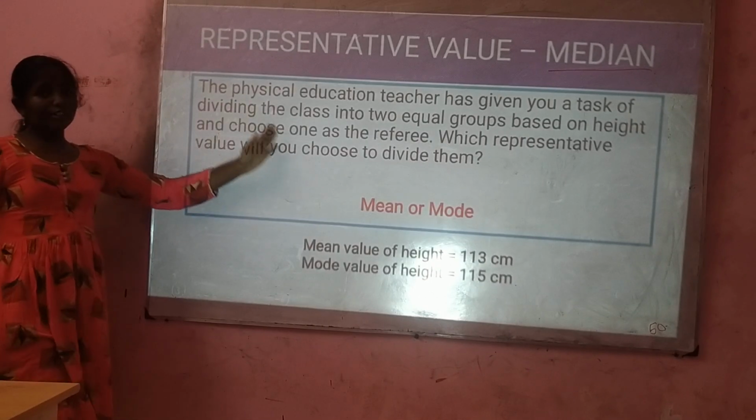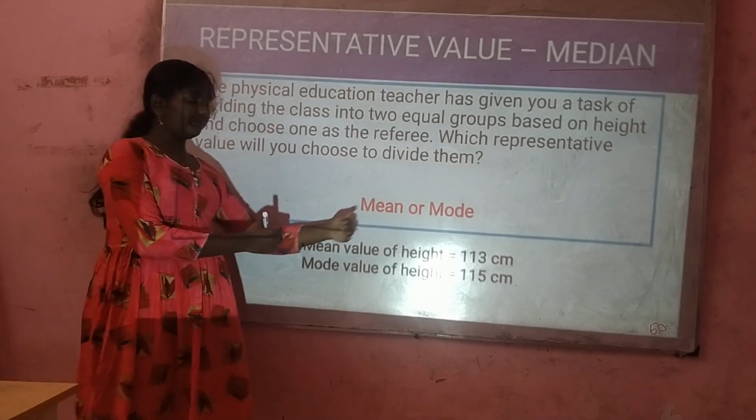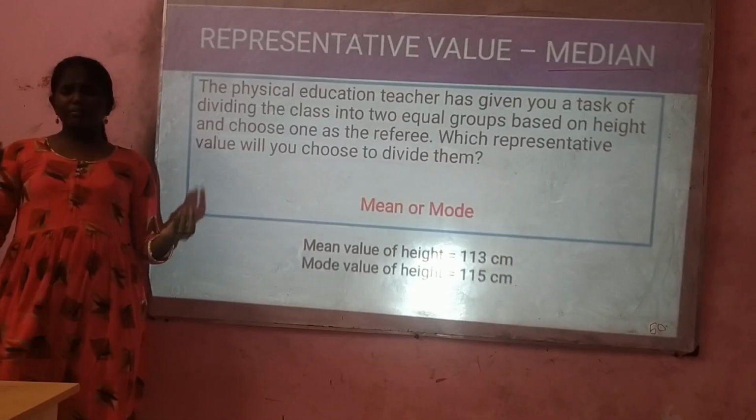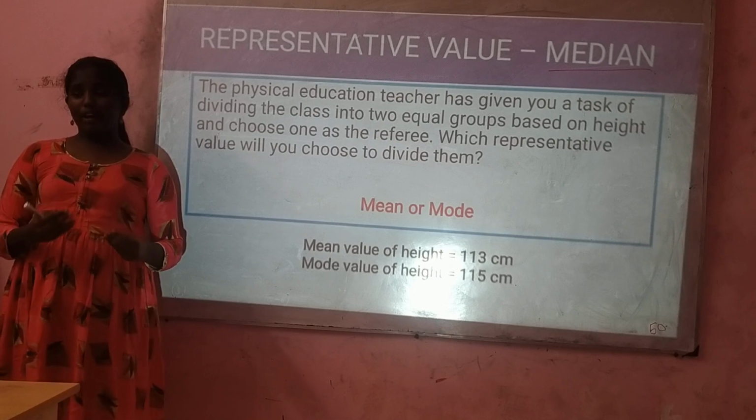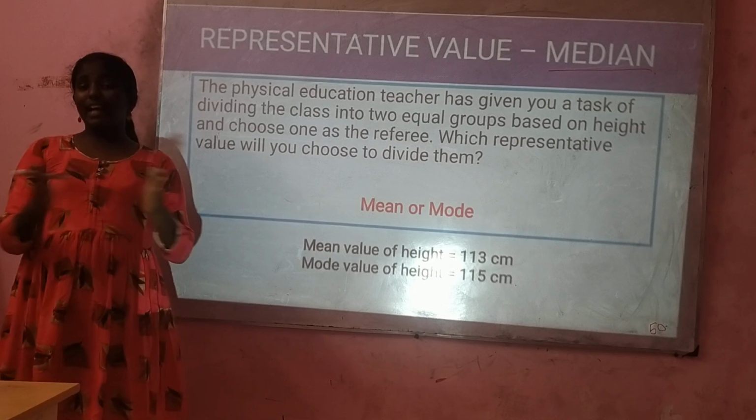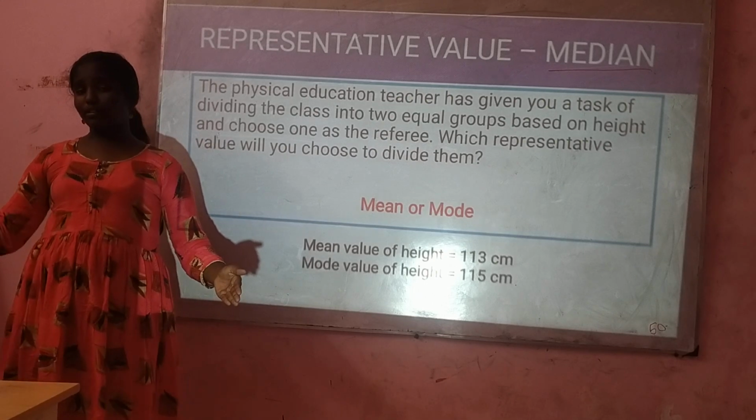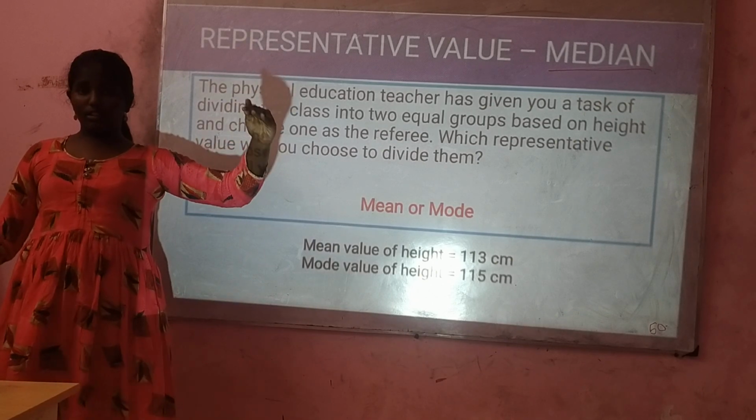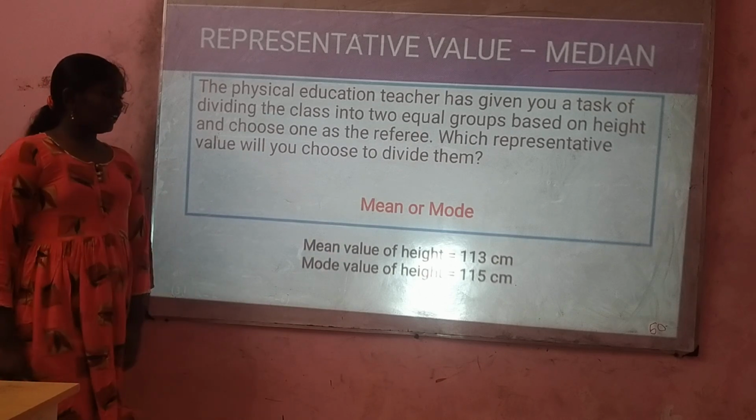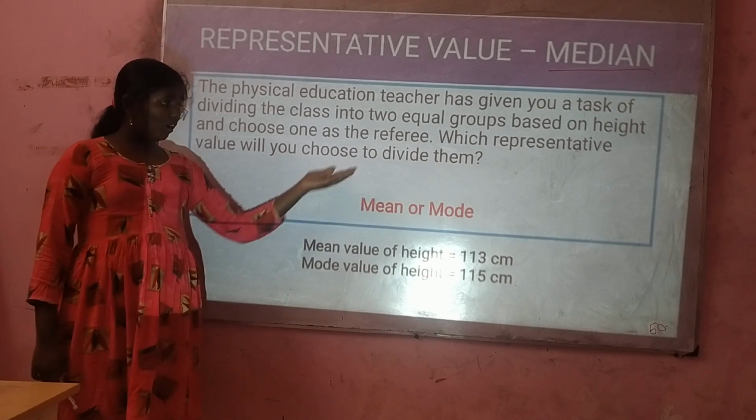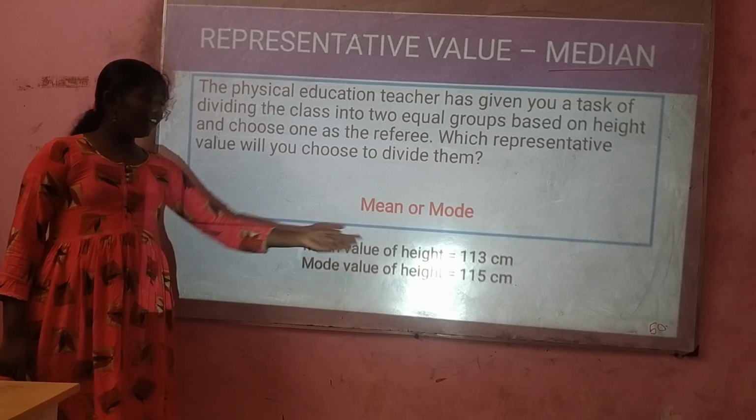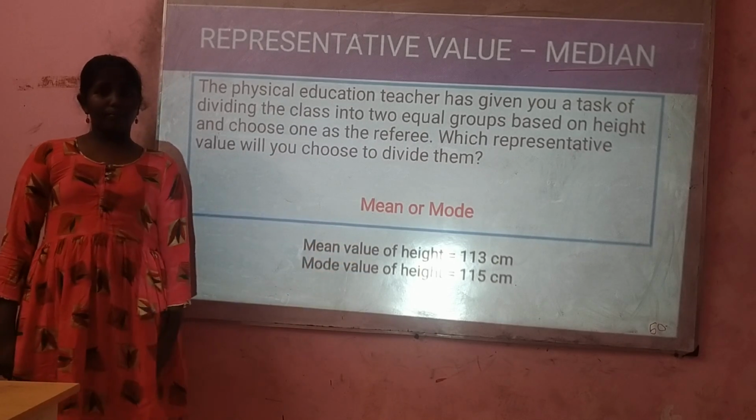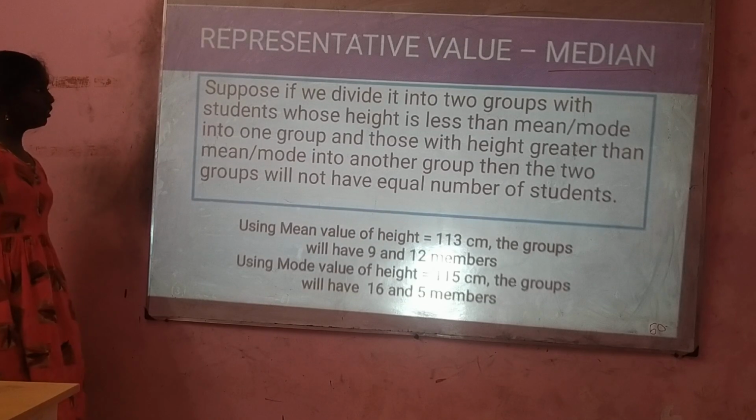So we have to split the girls into equal groups. If we are going to split the girls into equal groups, we have to split them into exactly equal groups. One group consisting of short girls and one group consisting of tall girls. So we can't use mean or mode because the mean value is 113 and the mode value is 115.